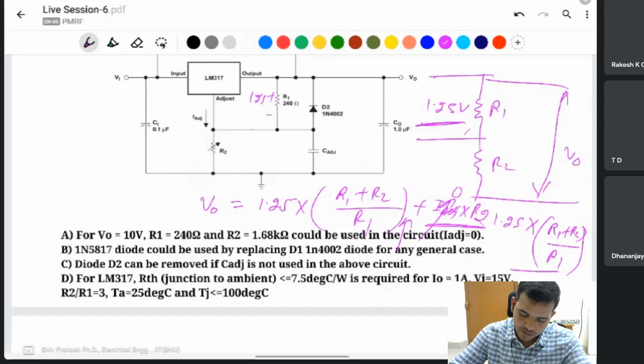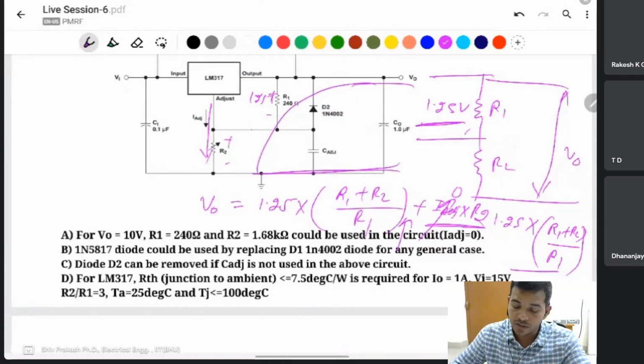No, I think the current flows like this one, no? Then this voltage and this voltage both appear in the output. No, that is feedback, no? That R1 and R2 is connecting the voltage which is fed back to the LM317.